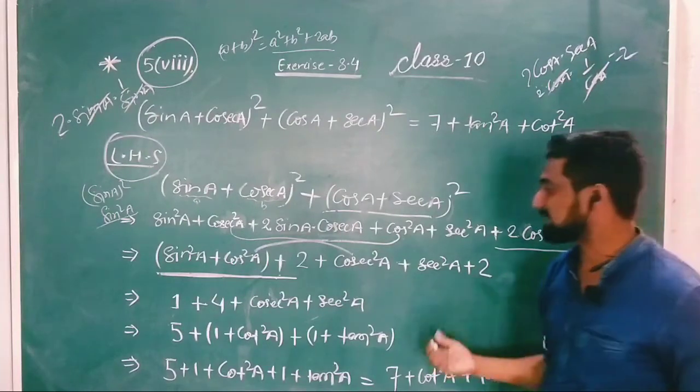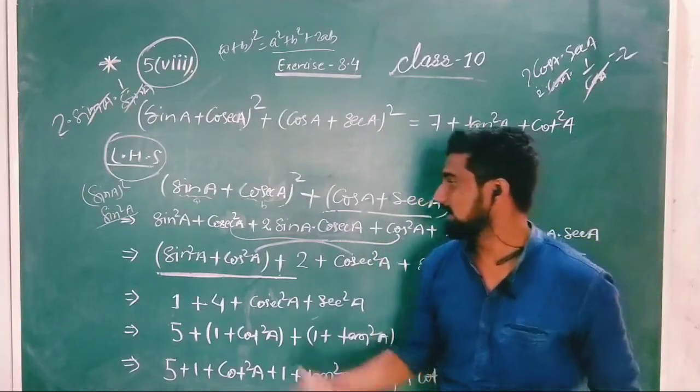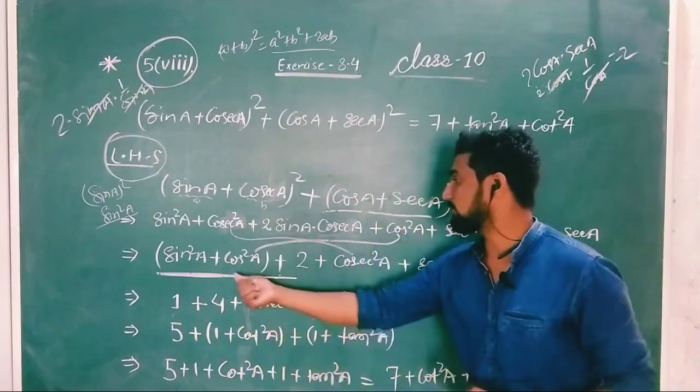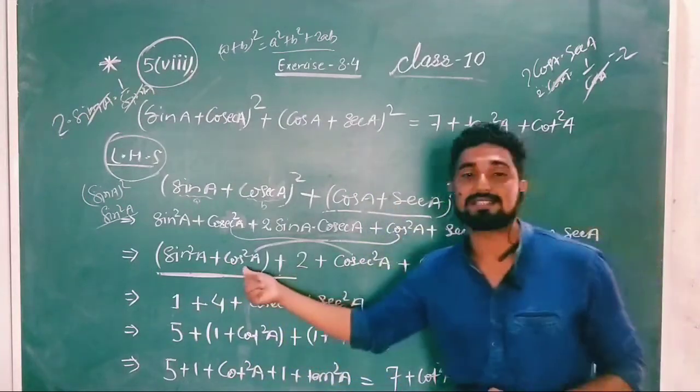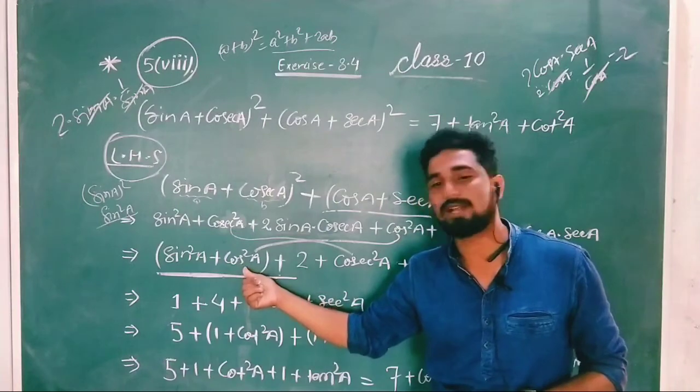Now you just see the next step, what it is. Why did I write this cos squared A at second position, when it was here? What was the need to write it here?